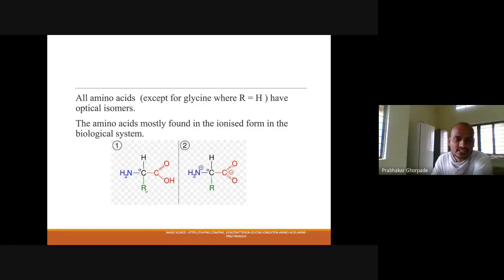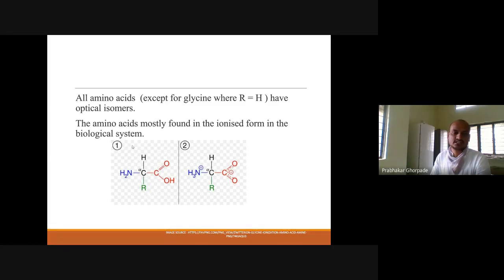Now, if a CH3 group is attached here, then a different amino acid is made, and all four groups are different. In that case, these amino acids are asymmetric. In glycine, the R group is H. So we have one H here and another hydrogen atom here, then this does not give isomerism, meaning it is not asymmetric. Most amino acids are found in the ionized form in the biological system.